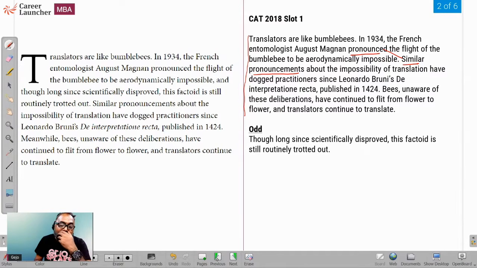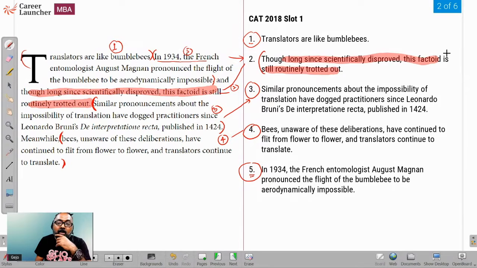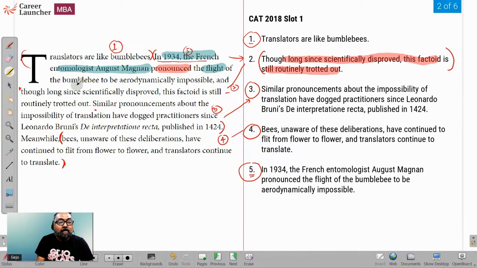I believe the reason why this has become odd is because it is now cut into 2 sentences, right? Now, if this is not there and it is cut into 2 sentences, this doesn't make any sense. Similar pronouncement, there is no pronouncement here. So in the original piece, this sentence here was one complete sentence. In this one, this gentleman pronounced the flight of the bumblebee aerodynamically impossible, and then you have got a similar pronouncement, right?